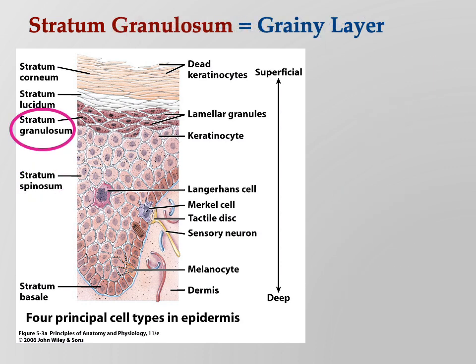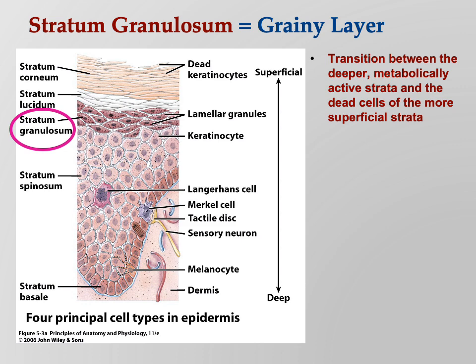Let's look next at the stratum granulosum, the grainy layer. Right, that's why it's called granulosum. It's got granules, it's grainy. This is the transition layer. So the stratum basale, of course, is where the stem cell division is taking place. The cells in the stratum spinosum are still alive, and in the stratum granulosum, they're starting to die.